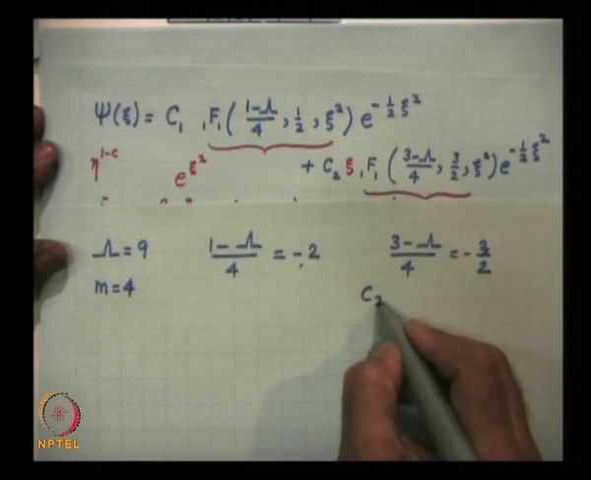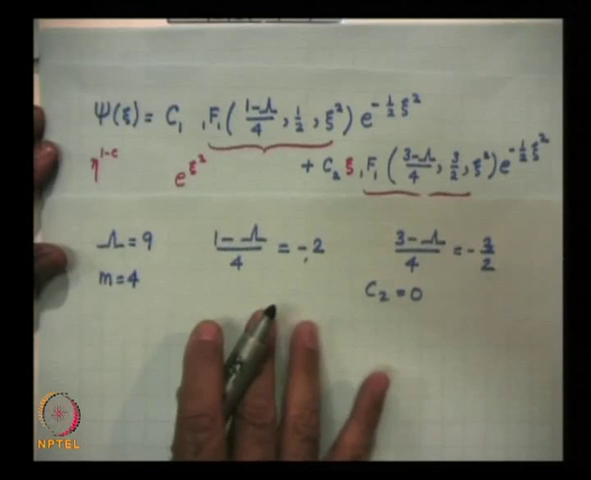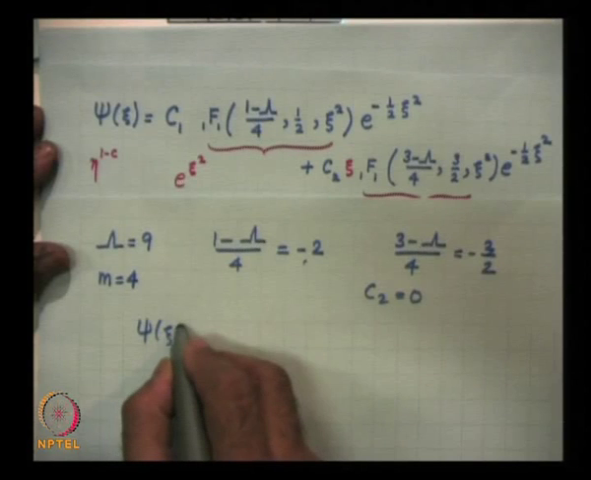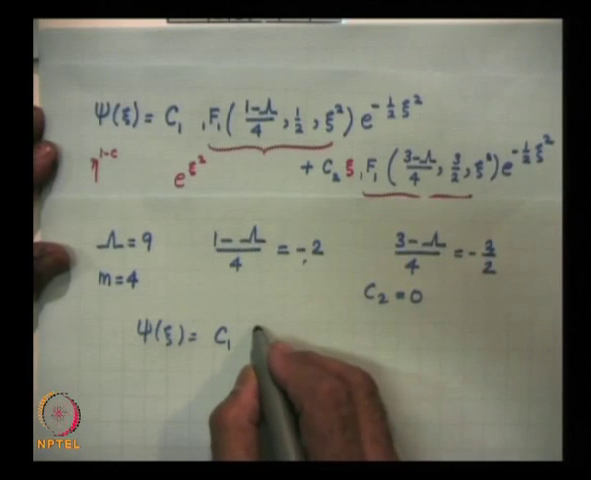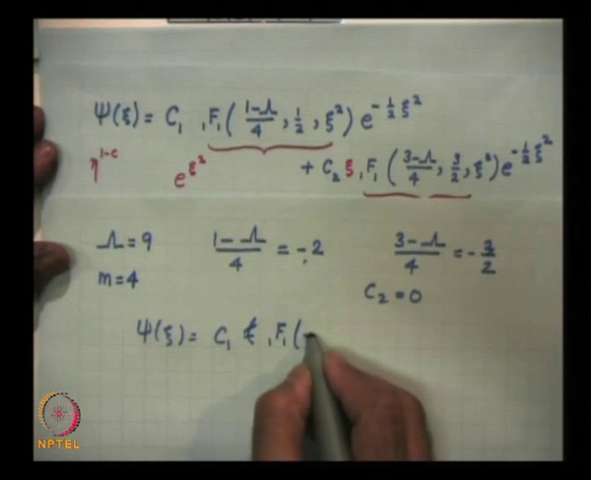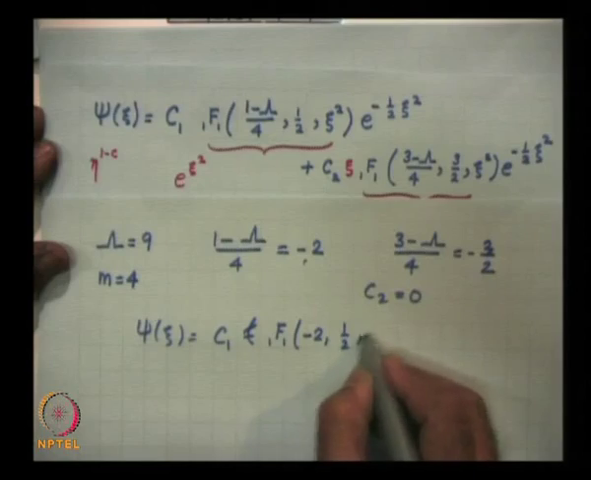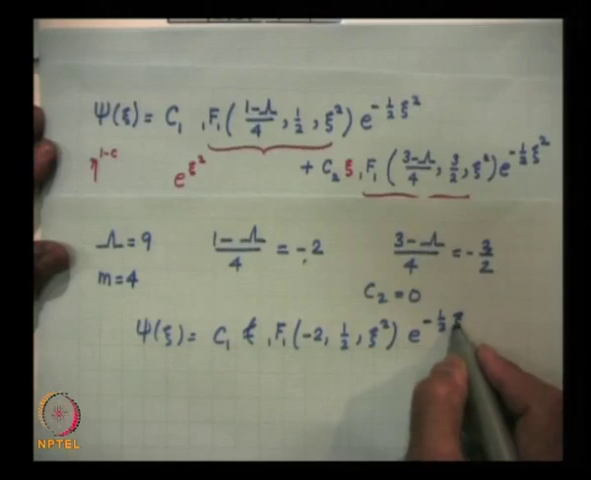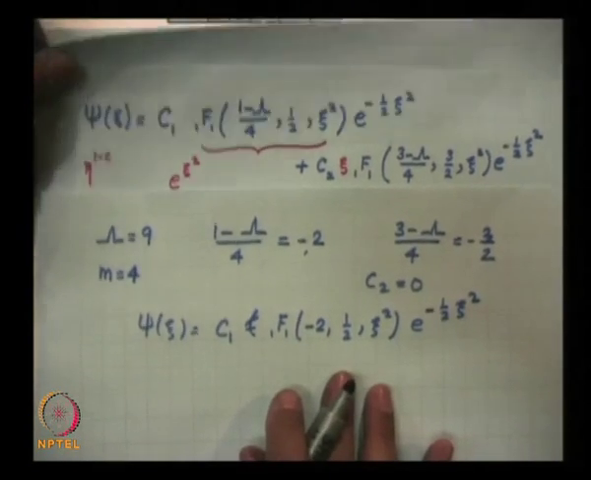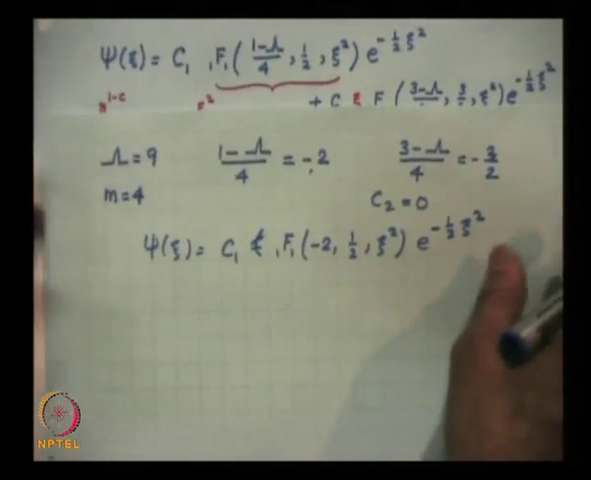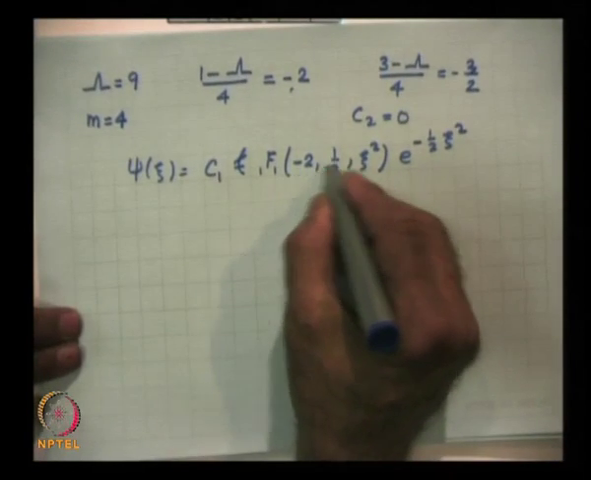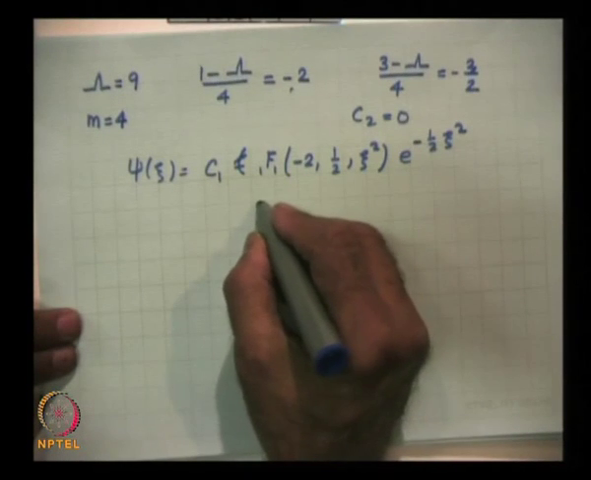So, we must take C2 equal to 0 and you will have the solution as psi of xi is equal to C1 F11 minus 2, half, xi square. This is a polynomial. So, if you can see that, please see this. This is A, this is C. So, what will be my polynomial?